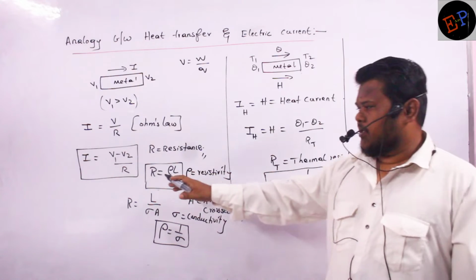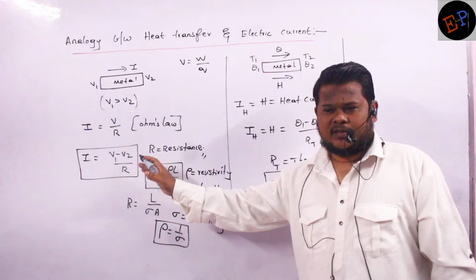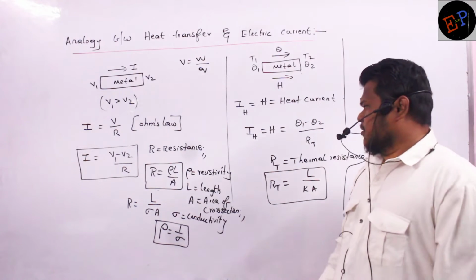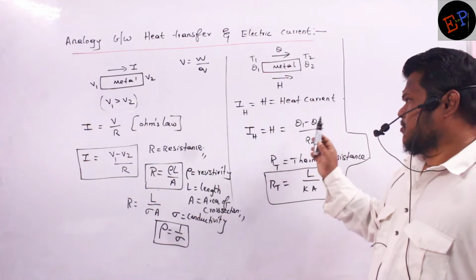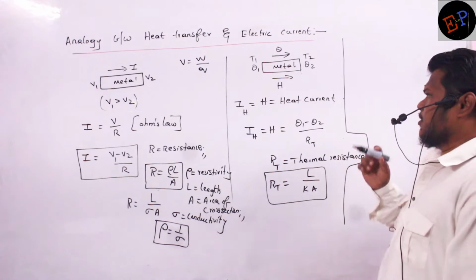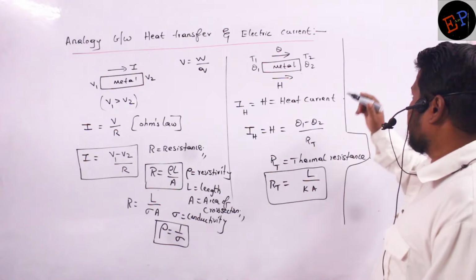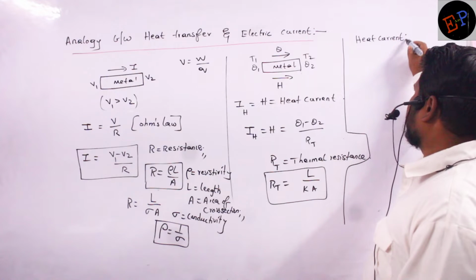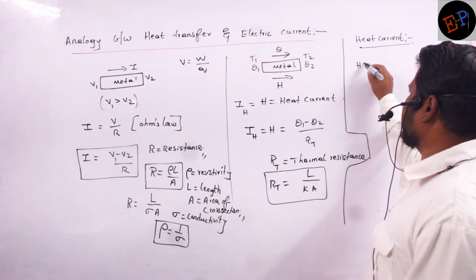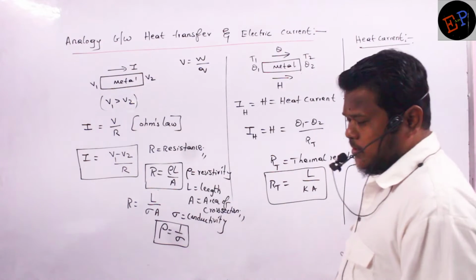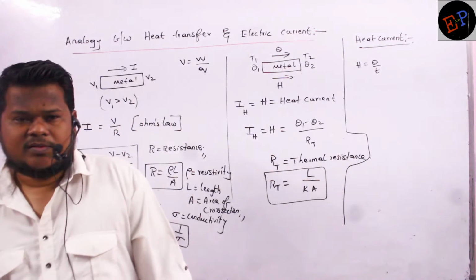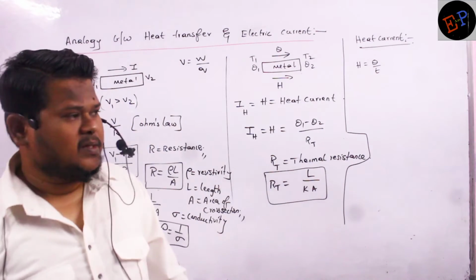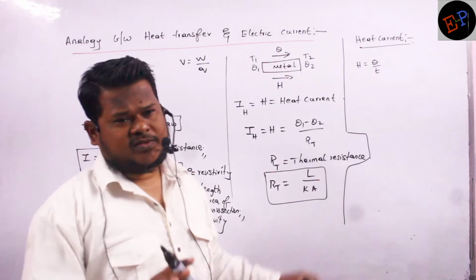Here, electric current I equals V by R, or potential difference divided by resistance, V1 minus V2 divided by R. Here I have written IH, RH, theta 1 minus theta 2 divided by R. Now let us have a small discussion about what is meant by heat current. Heat current H is nothing but Q by T. This is the point you should remember. The amount of heat energy flowing per unit time is heat current.